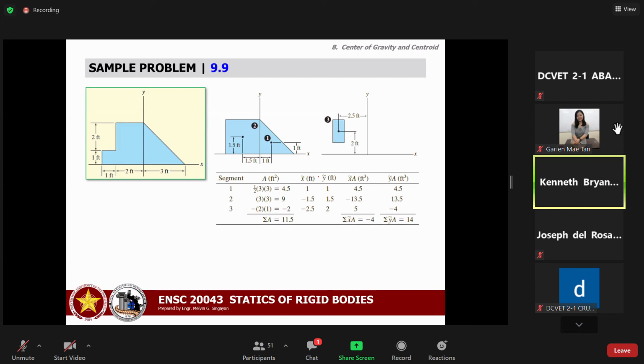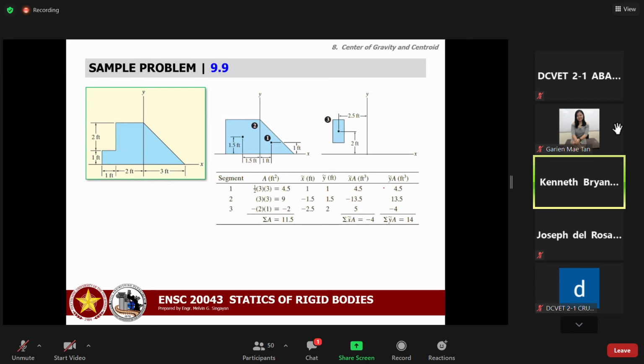And y curl, the location of the centroid is 1/2 of the height. So if this is 2 feet, this is 1 foot. But since we are going to refer it from parallel to the y-axis, 1 plus we have 2 feet here. So you now have the values of x curl and y curl.